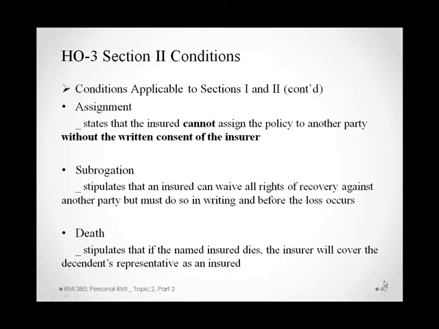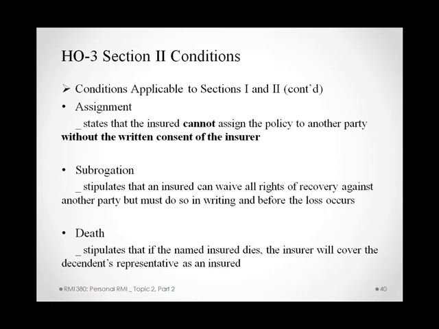The insurance contract, the policy, is a personal contract between the insurer and the policyholder. And therefore, the insurance company must be able to choose who it will insure. So the assignment condition states that the insured cannot assign the policy to another party without the written consent of the insurance company. Let's use an example. When you buy a house, the homeowner's insurance does not come with the purchase of the house. Instead, the insurance company has to underwrite the new homeowner separately.